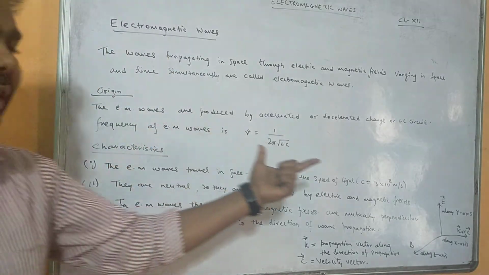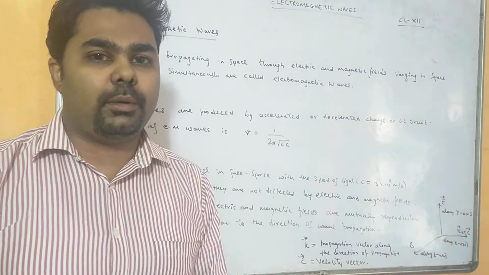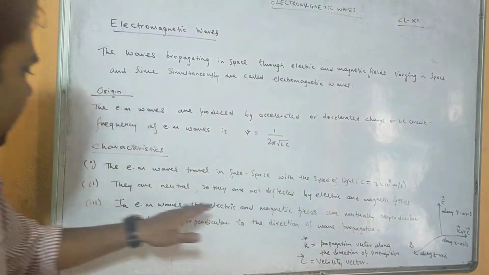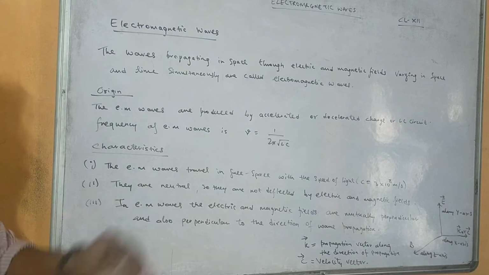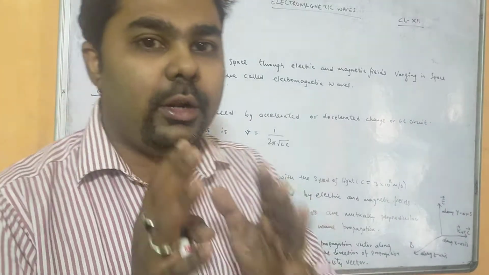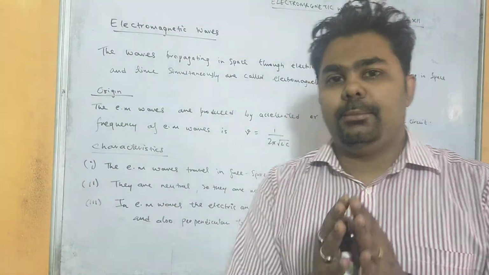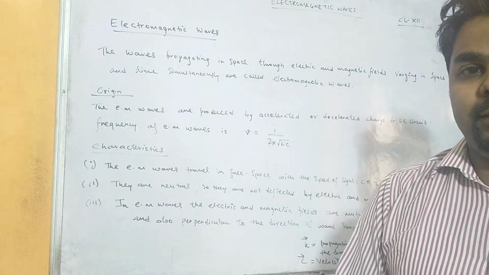What is the speed of light? We know that it is 3 into 10 to the power 8 meter per second. So this is the speed of light. Point number 2, they are neutral. That means EM waves are neutral. They are not deflected by any electric field or magnetic field.